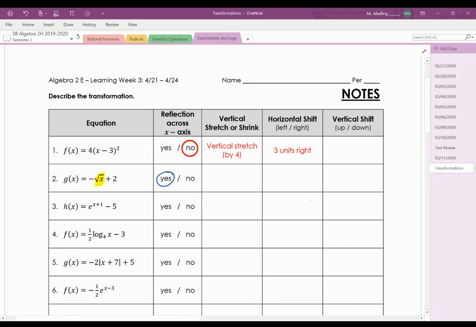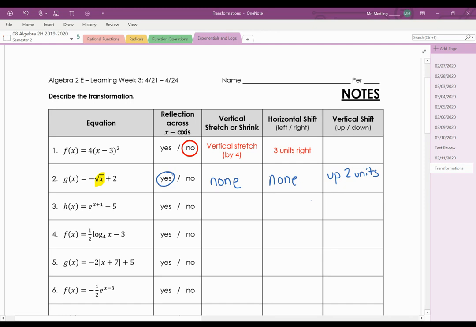All right, vertical stretch or shrink. Are we multiplying by anything in front of that function? In this case, no, we are not. So there isn't one. All right, horizontal shift left or right inside the function where that x is. Am I adding or subtracting? In this case, I am not, so I'm not going to shift left or right. However, outside the function, I have that +2. That is going to be up 2 units.